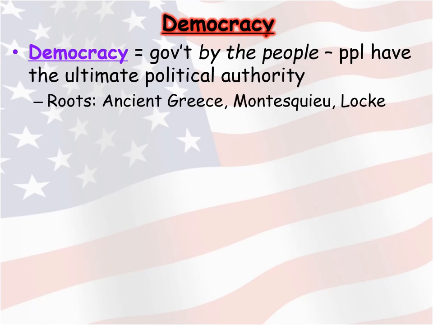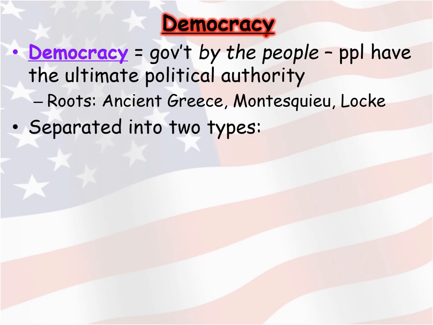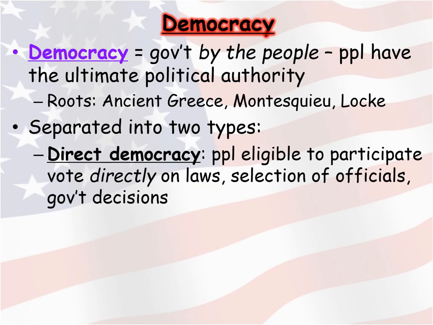Okay, so just to circle back around to the beginning, when we're talking about democracy, we're talking about a government by the people. This is a government where the people have the ultimate political authority. Think of the roots of ancient Greece. Think of our enlightened thinkers, Montesquieu and Locke. And there are two types of democracy. You have direct or pure democracy.